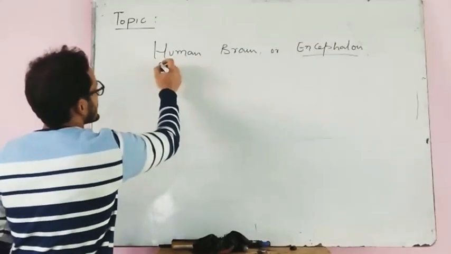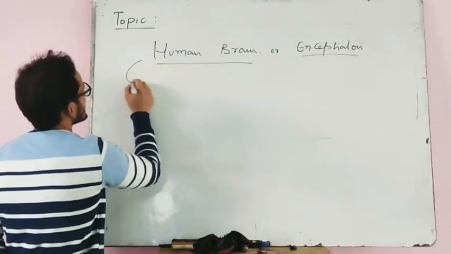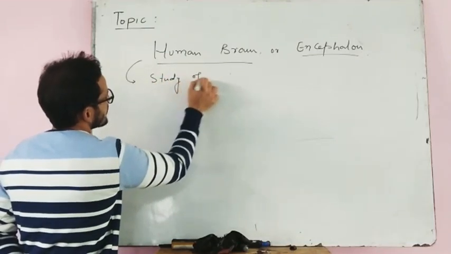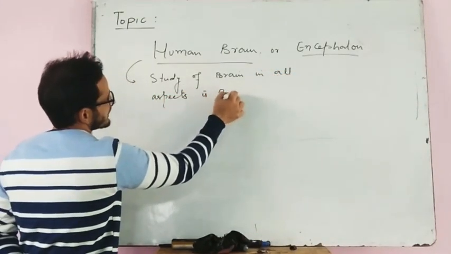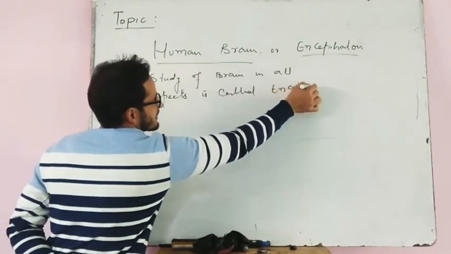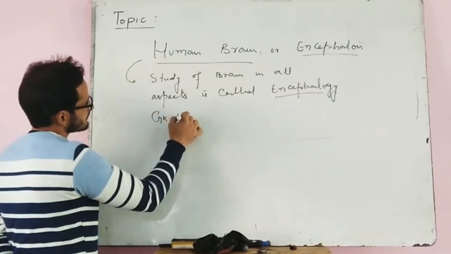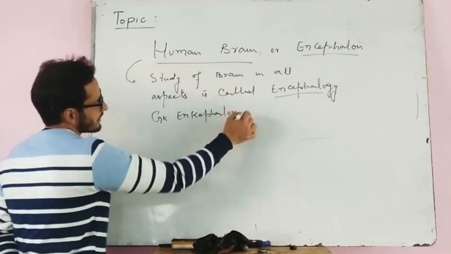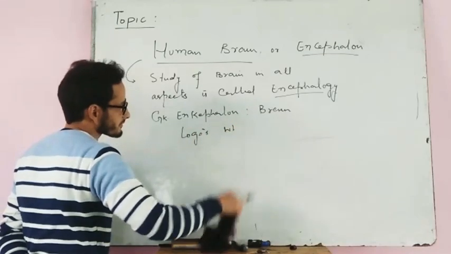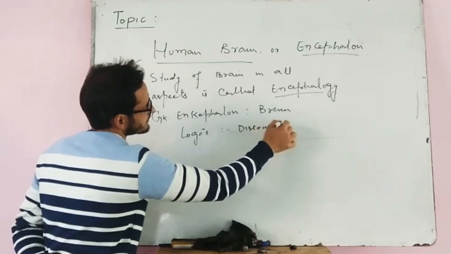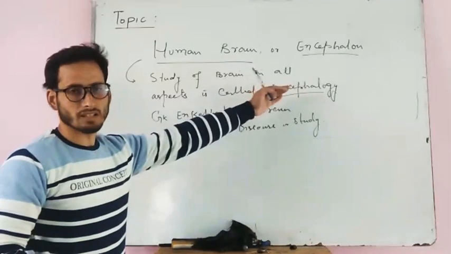Human brain is the widest and uppermost part of the central nervous system, and the study of brain in all aspects is called encephalogy, because it's actually a Greek word: encephalon, which means brain, and logos, which means discourse or study. So, the study of brain in all aspects is called encephalogy.